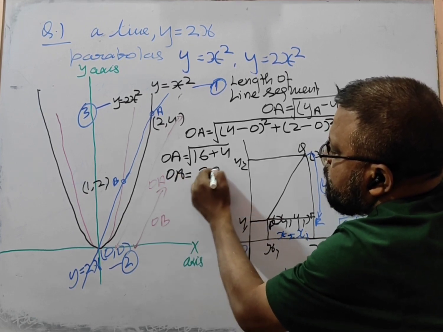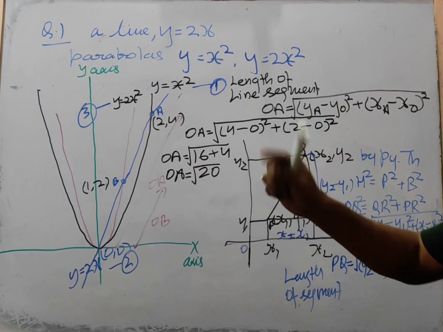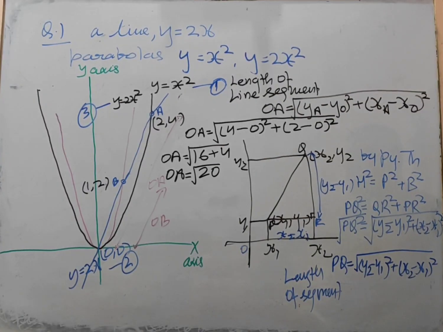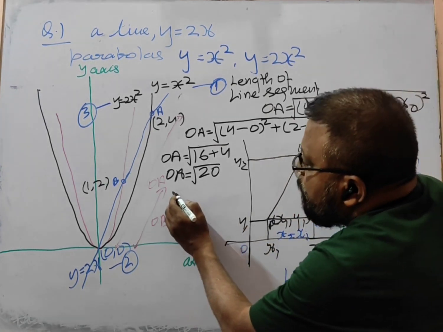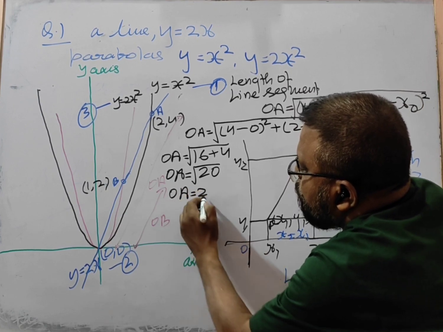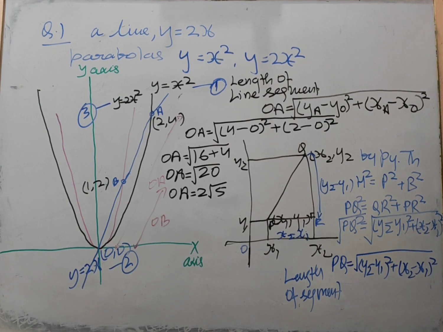square root of 20. If we factor, then 20 means 4 times 5, right? 4 times 5 is 20. So 4 is a perfect square. So we can write OA is equal to 2 root 5. So line segment OA is having a length of 2 root 5.